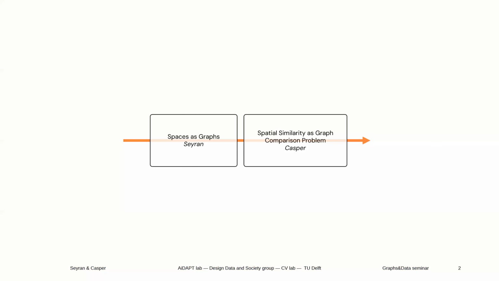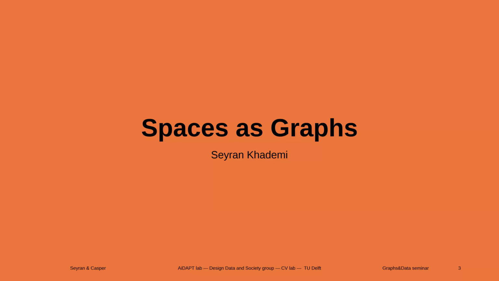So the talk today will be in two parts. The first part is me, and then I will hand over to Casper, a PhD student in our lab, which is more, I would say, a hands-on graph problem. I will try to give you an overview of what graphs mean for architectural design and in general spaces. So the talk is Space as Graphs.